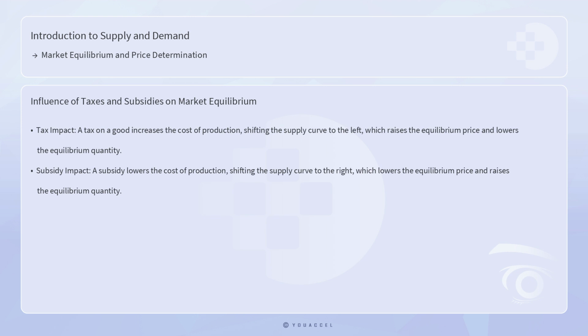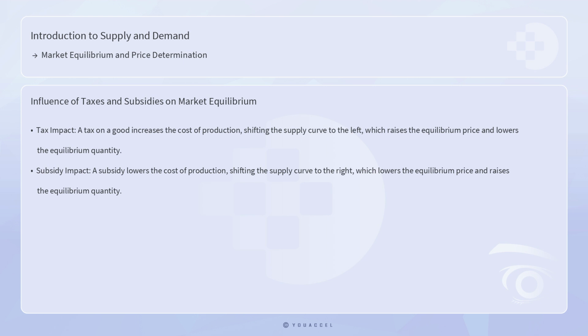Taxes and subsidies also influence market equilibrium. A tax on a good increases the cost of production, shifting the supply curve to the left, which raises the equilibrium price and lowers the equilibrium quantity. For example, if the government imposes a $1 per bushel tax on wheat, the supply curve will shift to the left, resulting in a higher equilibrium price and a lower equilibrium quantity.